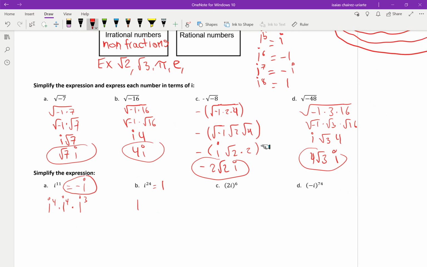this is i to the 4th raised to the 6th power. Because then what happens here is the exponents multiply. 4 times 6 is 24. That would be another way to think about this. So the correct answer here is just 1.